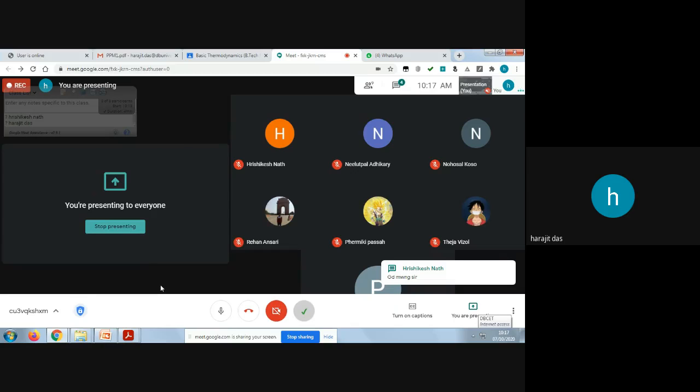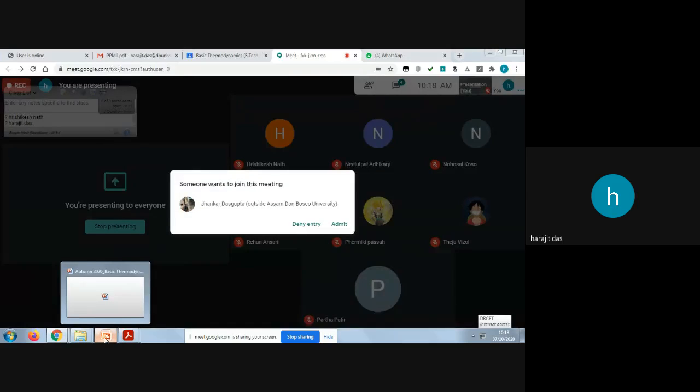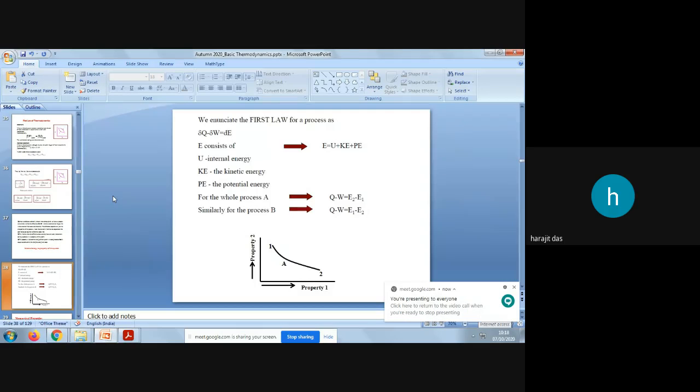So, in the last lecture, we have discussed the PdV work for various quasi-static processes. These processes are the thermodynamic processes. For each of the processes, we should know how to find out the work done. So, today we are going to solve some problems on the first law of thermodynamics.